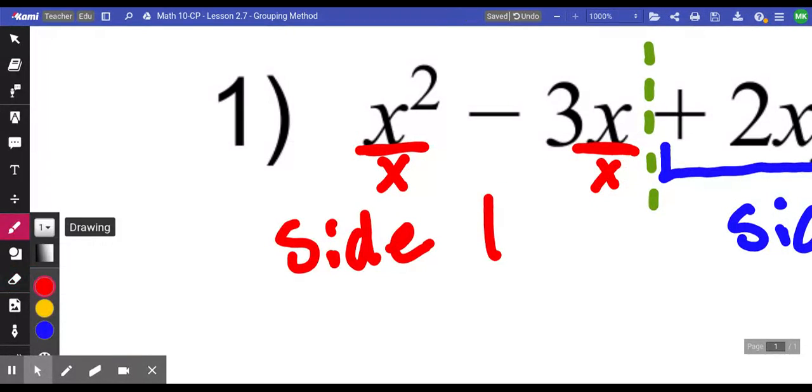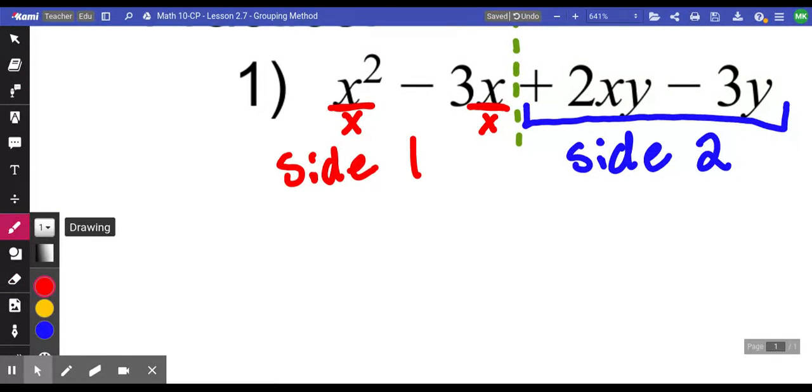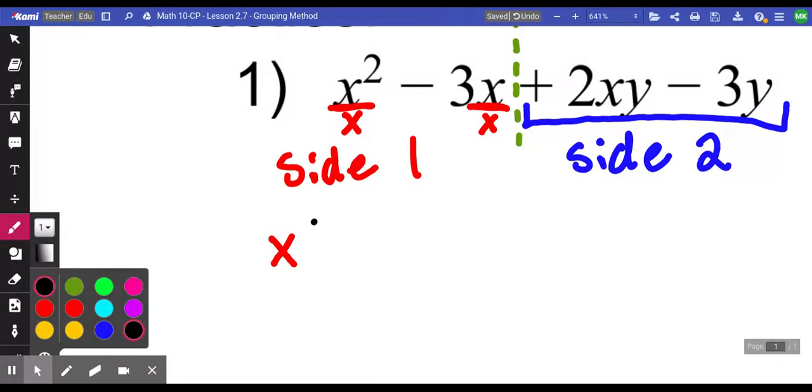So I'm going to go ahead and take an x out of my first side. And I would be left with x minus 3. Do you see how that works? So I took an x out of my left side, my red side over there. X squared divided by x is x, and 3x divided by x is negative 3.